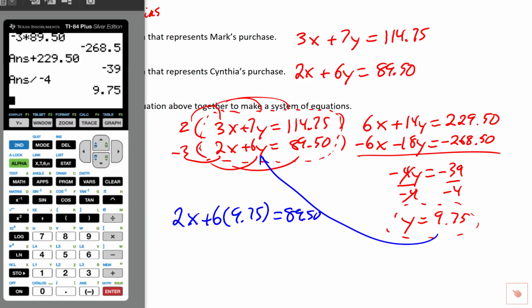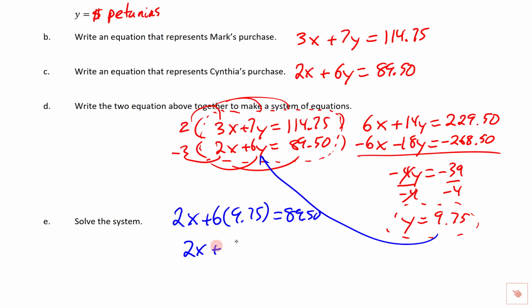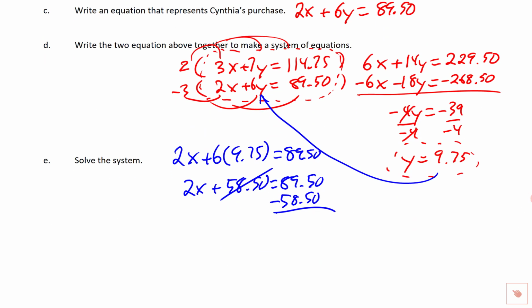So we'll grab the calculator. We're going to do 6 times 9.75. And we end up with 58.50. So 2x plus 58.50 equals 89.50. And we'll subtract the 58.50 from both sides. So we're going to subtract 58.50. Okay, that goes away from there. Let me slide this down just a tad.